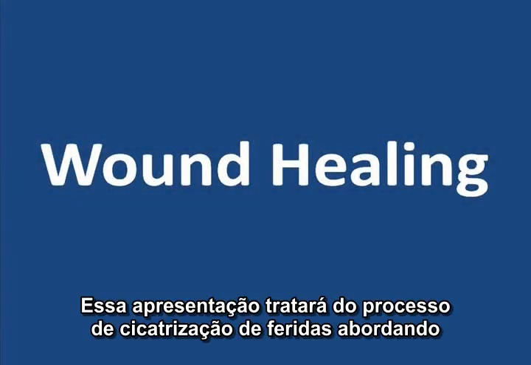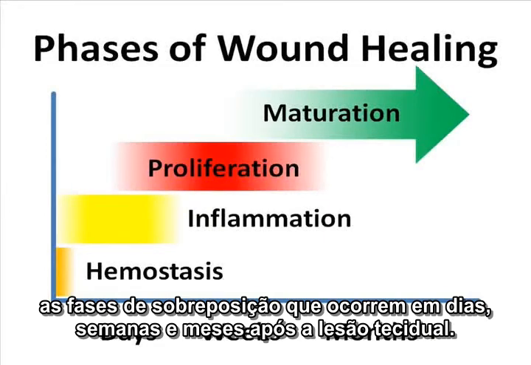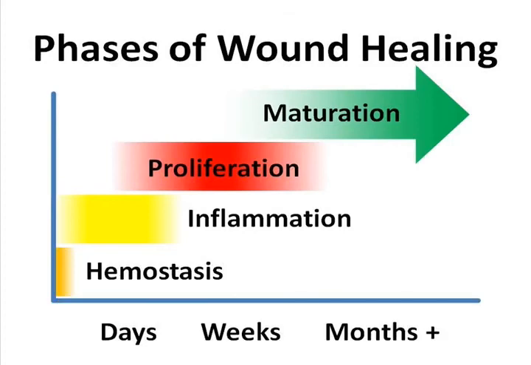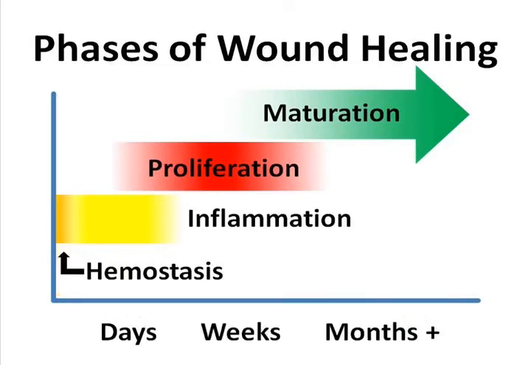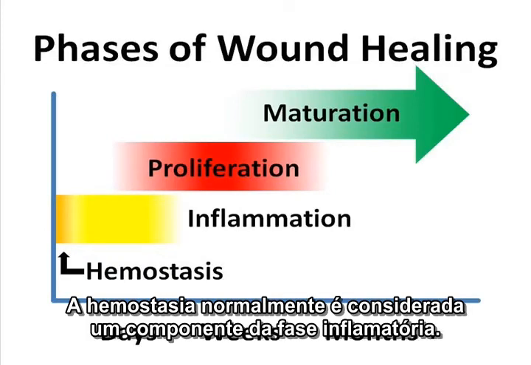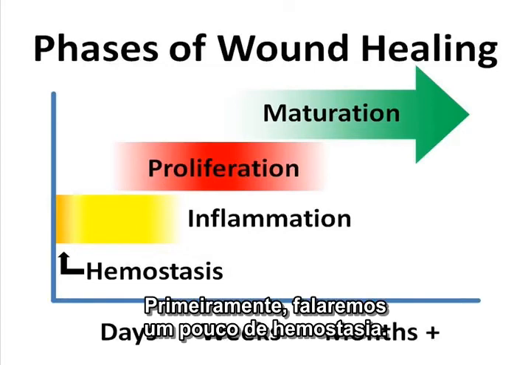Medical authorities often describe wound healing in terms of overlapping phases that occur in the days, weeks, and months following an injury. These phases are hemostasis, inflammation, proliferation, and maturation. Hemostasis is commonly included as a component of the inflammation phase, but since we've examined hemostasis in a separate video, we'll only briefly comment on hemostasis before continuing with the remainder of the inflammation phase.